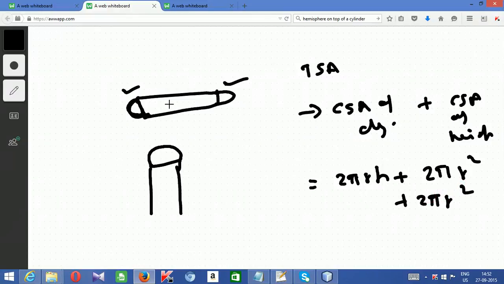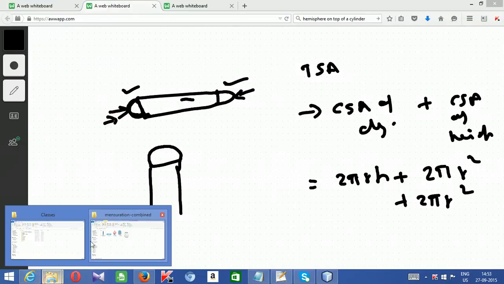Fine. Then what about volume? Volume is the amount of water filling. You need to add everything. Volume of hemisphere plus volume of cylinder plus volume of another hemisphere. Okay? We'll see another one.